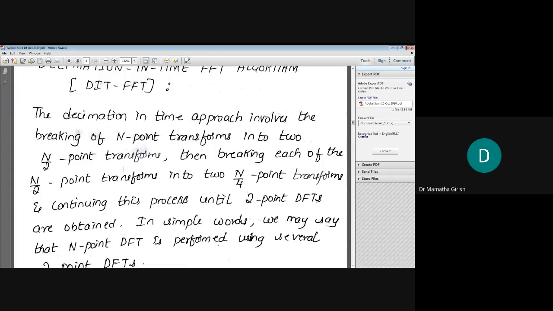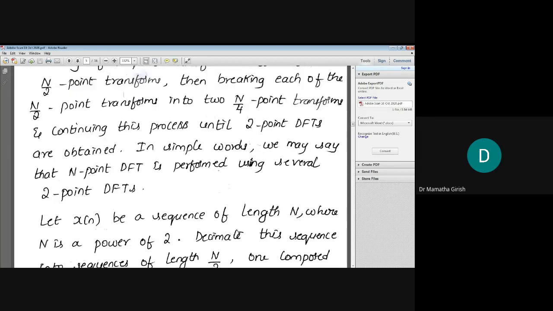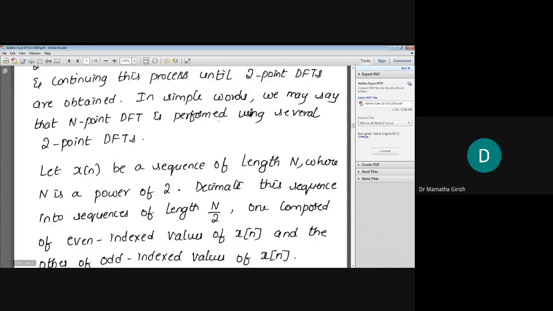This breaking up or decomposition process takes place as long as we end up with 2-point DFTs. That is why we generalize this algorithm by saying that a given N-point DFT is performed using several 2-point DFTs. To begin with, let's consider a given sequence x of n.